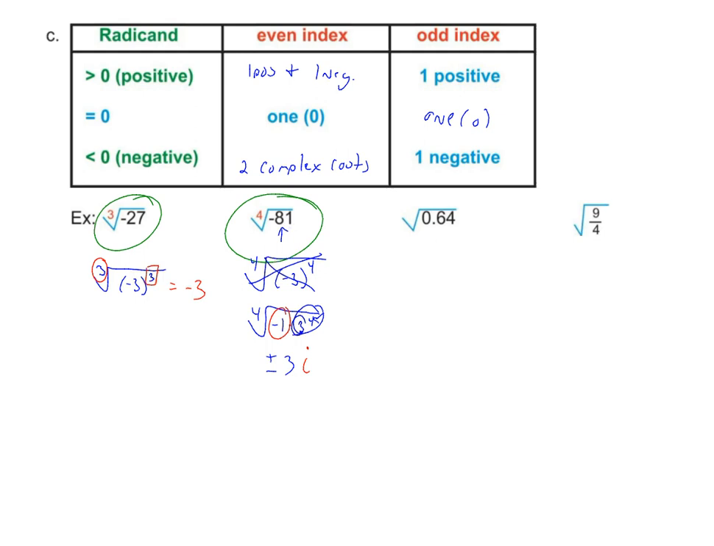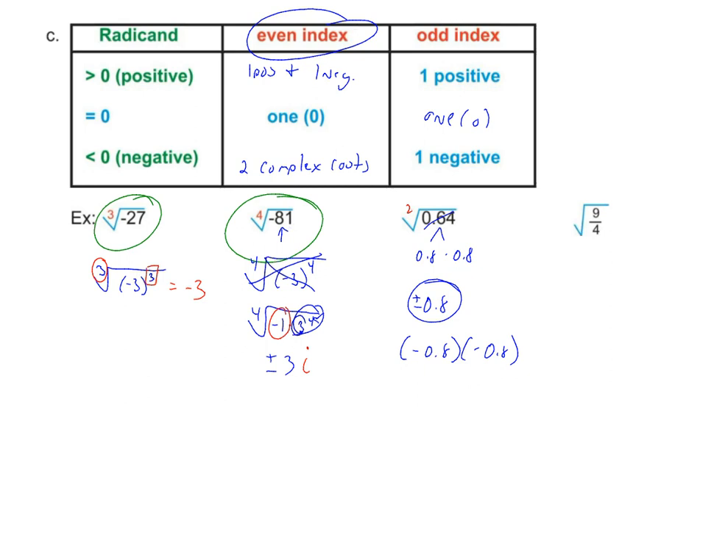All right, so third example is a square root. That 2 is not shown. What number times itself 2 times is 64? Well, you may not realize it, but 0.8 times 0.8 is 0.64. So what number times itself 2 times is 0.64? The answer, 0.8. We have a positive radicand, we have an even index, so technically, again, the principal root is 0.8, but technically the answer is plus or minus 0.8. Why? Because negative 0.8 times negative 0.8 also equals 0.64.